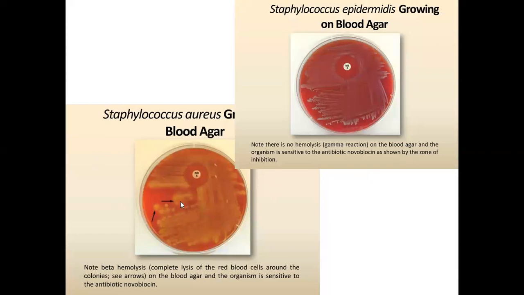Okay, look at this picture. Here you can see hemolysis with Staphylococcus aureus growth. And there is Staphylococcus epidermidis, non-pathogenic Staphylococcus. They grow with no hemolysis.